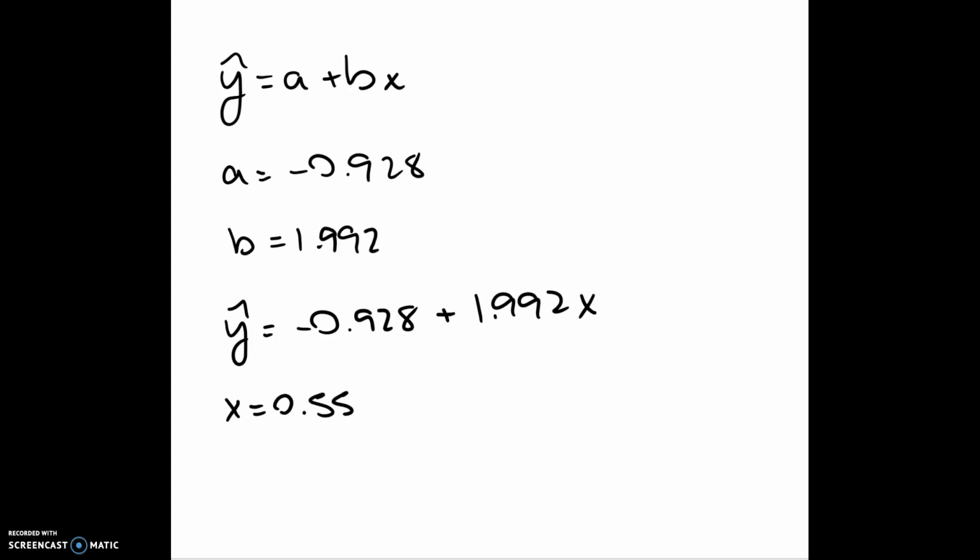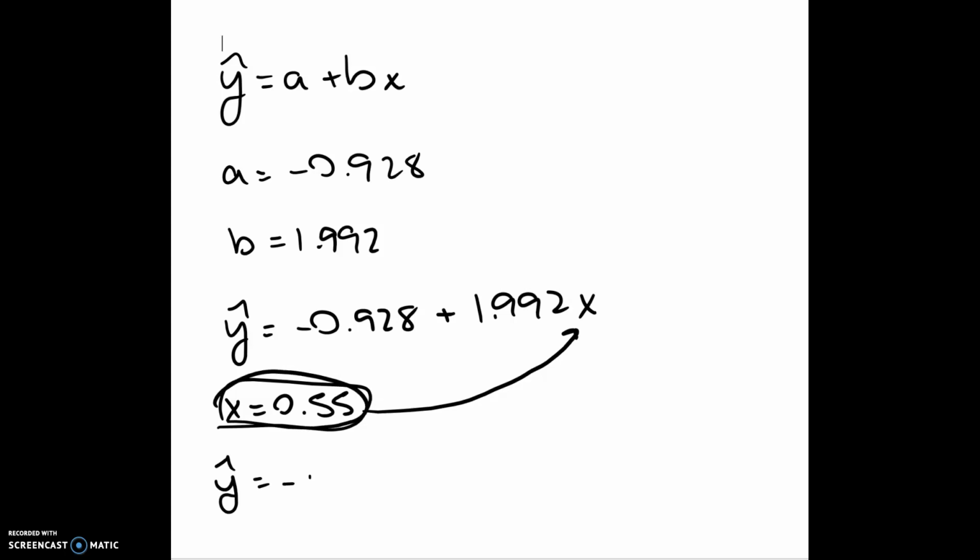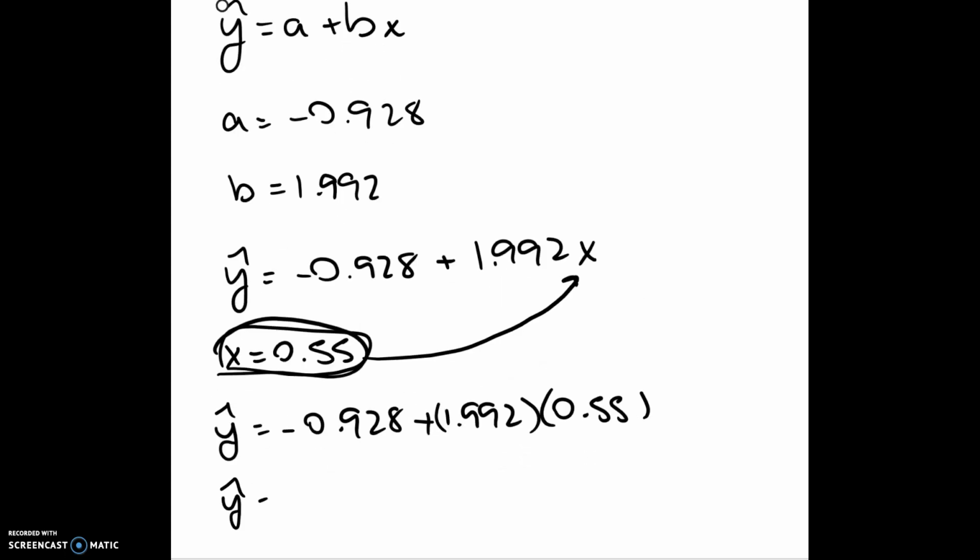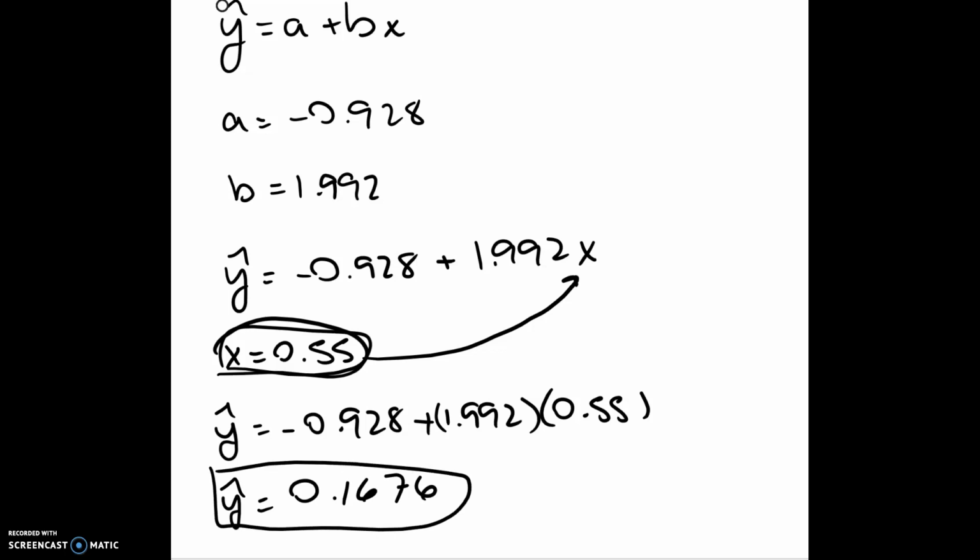0.55. Okay, so all I have to do is plug this into this equation here, and it'll give me my answer. Okay, so y hat is equal to negative 0.928 plus 1.992 times 0.55. Okay, and what I should get with that is 0.1676, and that would be the estimate for y when we have a value of x of 0.55.